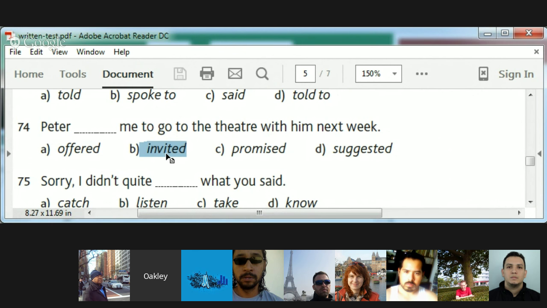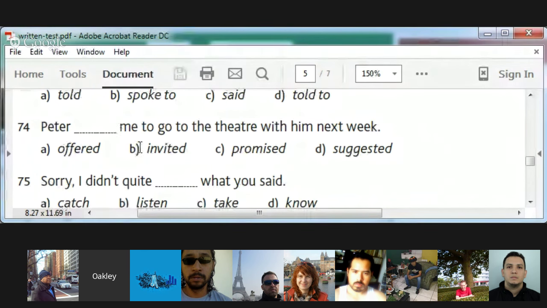"Peter promised me." Now we can't say "promise me to go." You can't use that. "Peter promised me that he would go," or "Peter promised me that he would go to the theater with me." Okay. You just can't use that infinitive after promised me. Teacher, it would be "promised me going." No. Nope.